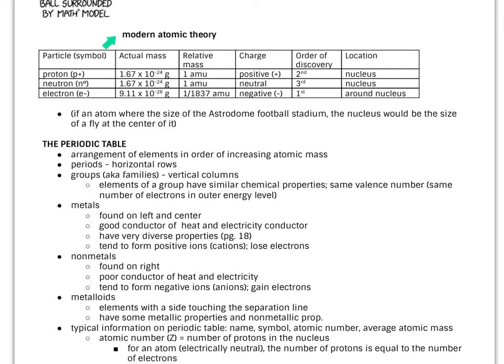So for the modern atomic theory, we know that the atom is made up of 3 particles: proton, which we abbreviate this way, neutron, which we abbreviate that way, and electron, which we abbreviate that way.